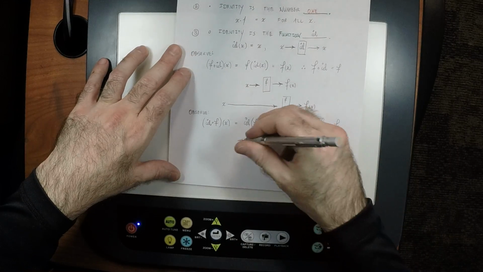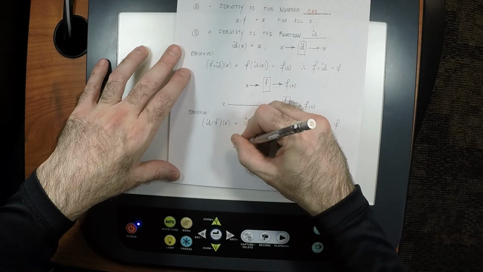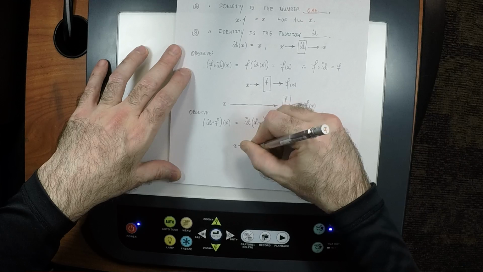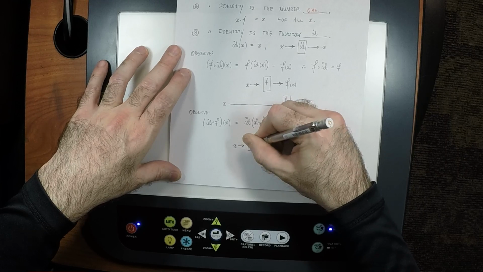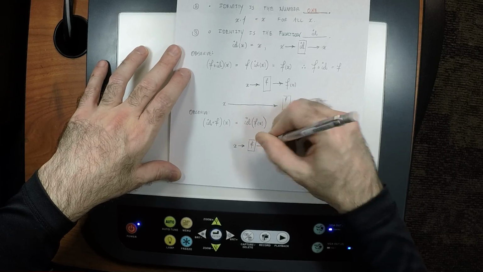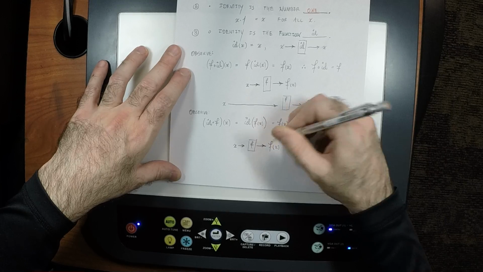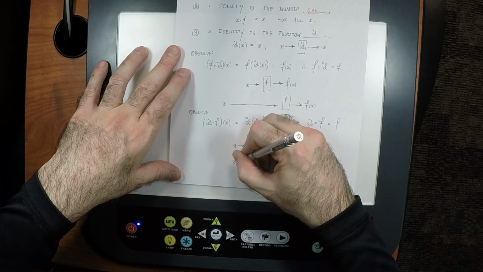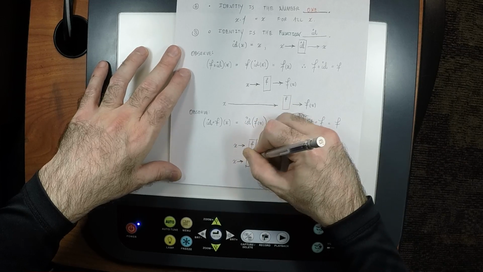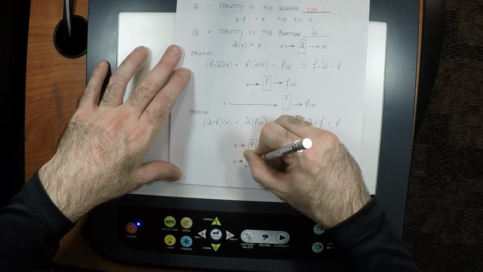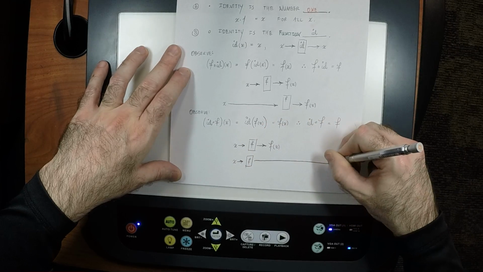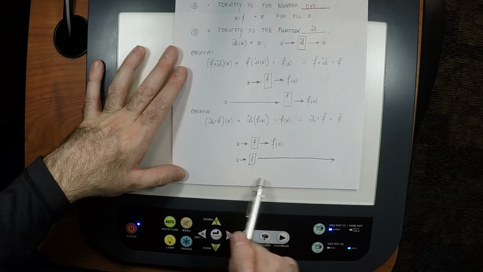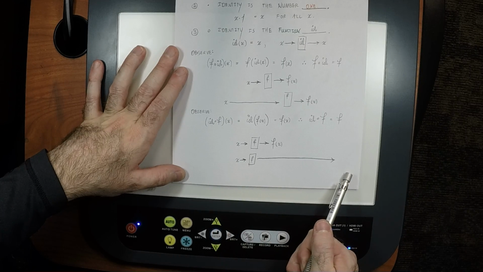Again, if I take the F machine and give it an X, then out comes F of X. But what if I give an X to the F machine, but then make the conveyor belt that comes after it really long? Then what would come out right here? F of X, right?